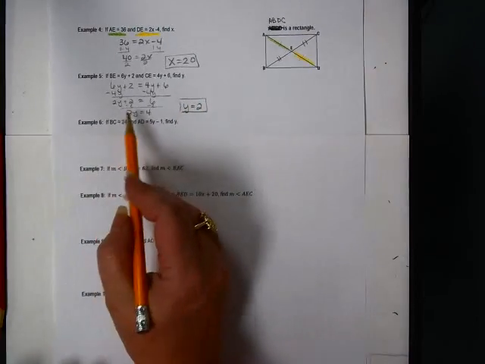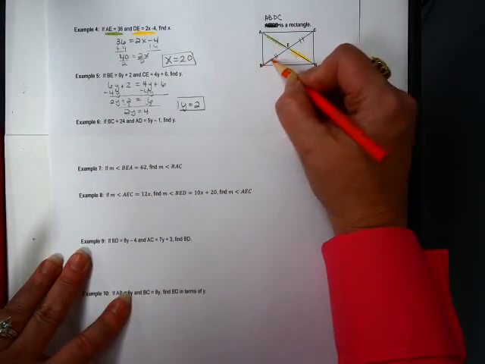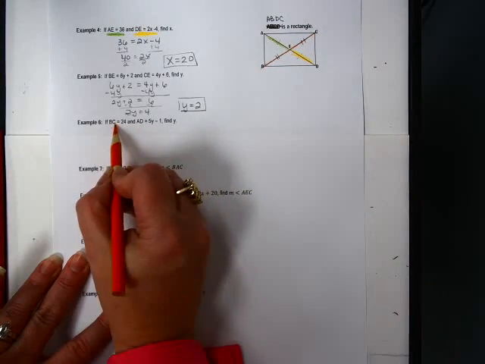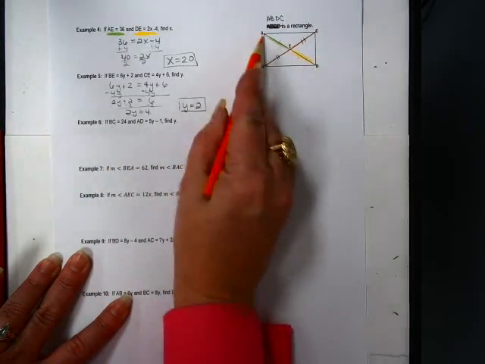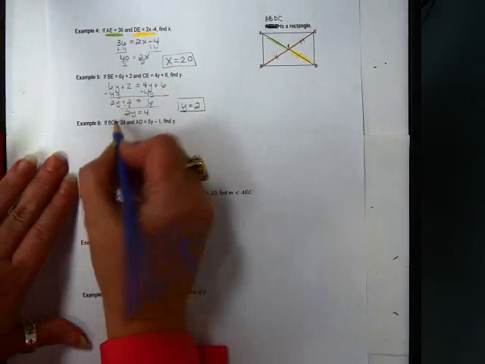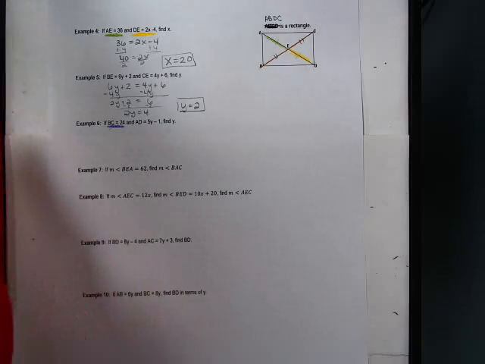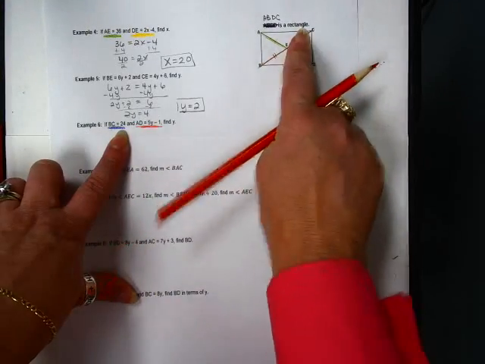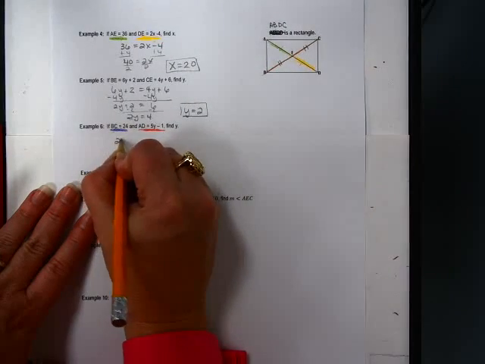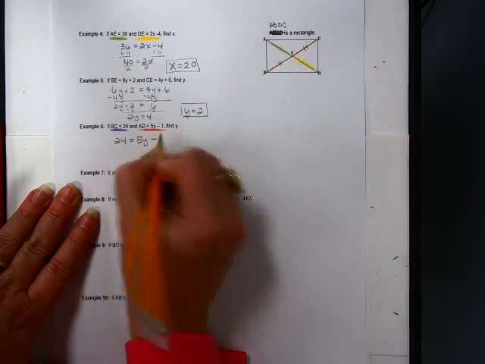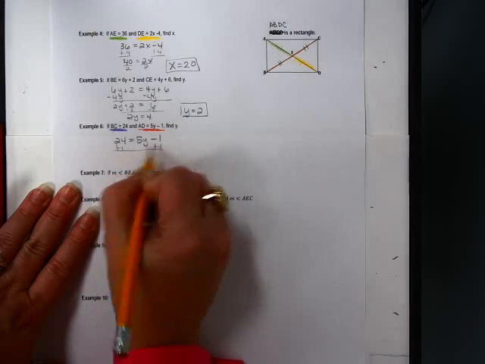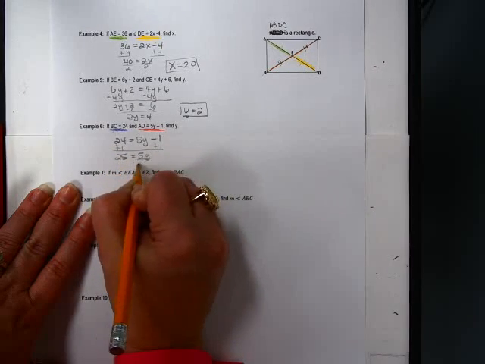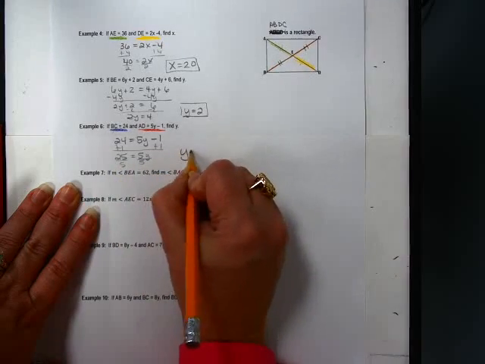Okay, next. It says BC. BC is the whole line here, the whole diagonal. That's BC. And AD is this whole diagonal. So on the other page, we highlighted these in purple and in red. So I'm going to do the same thing to remind you that these are diagonals. And remember, diagonals of a rectangle are congruent. So we set them equal to each other. That's going to be 24 equals 5y minus 1. Add 1 to both sides. You get 25 equals 5y. Divide by 5, divide by 5. You get y equals 5.